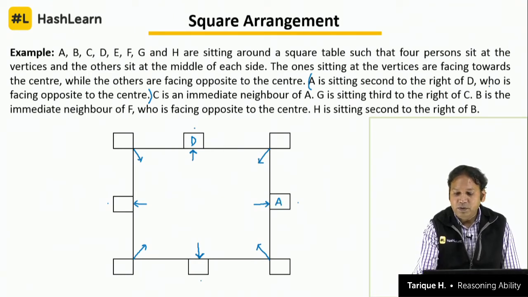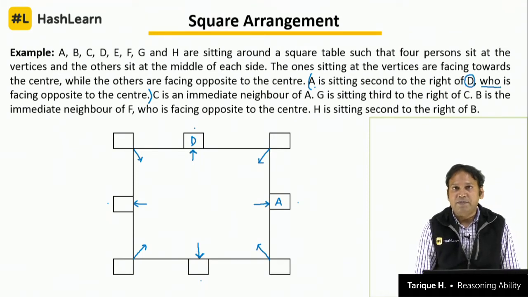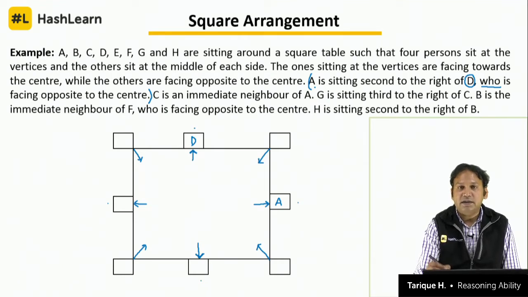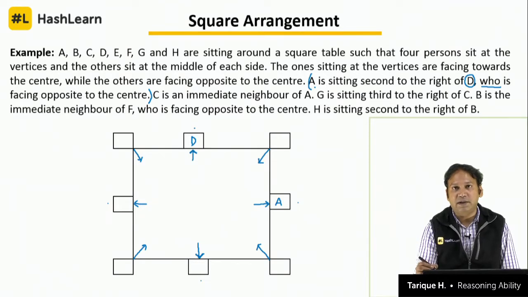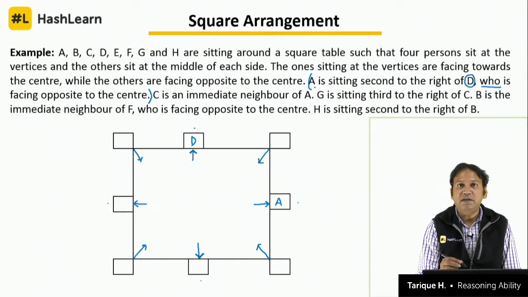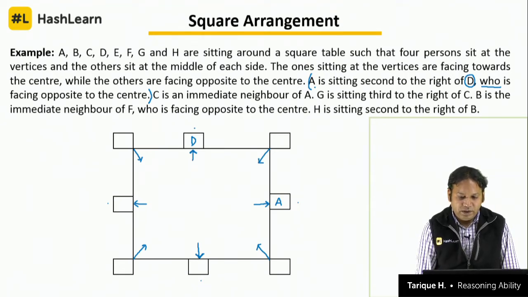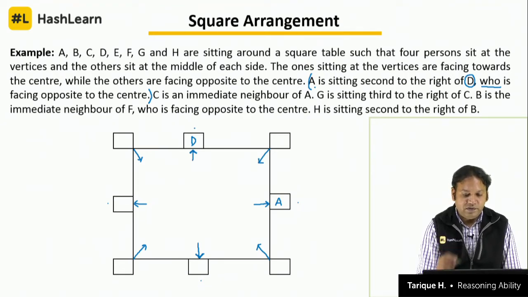Now also remember, "who" here means D, it does not mean A. So whenever we use "who," it means the person nearest. A is sitting second right of D, who is facing opposite to the center. That means D is facing opposite to the center. Okay. Now that is the first clue. We are done with the first clue.